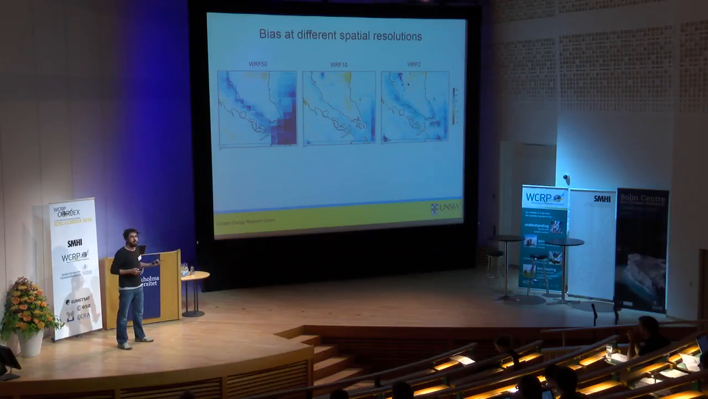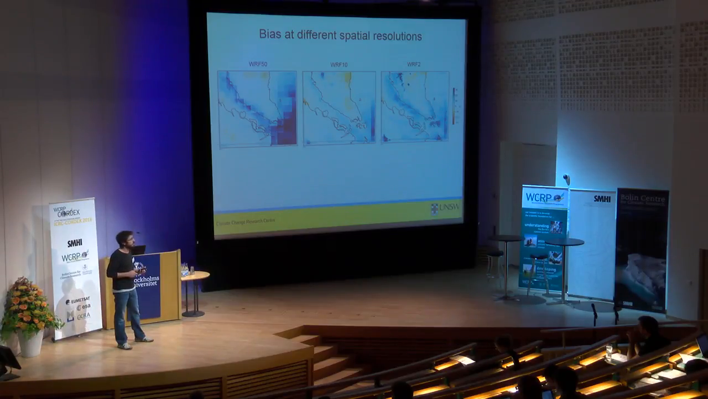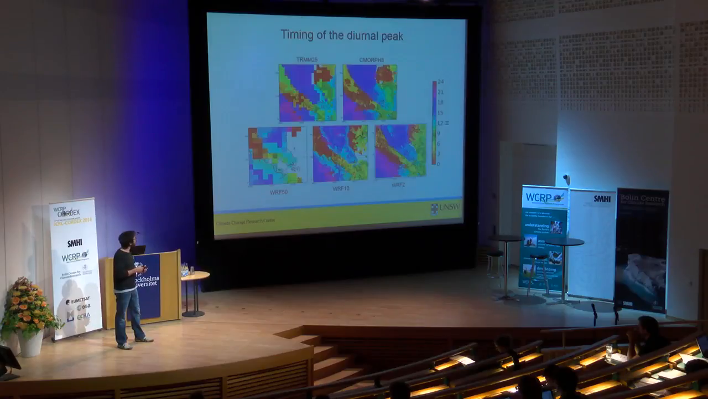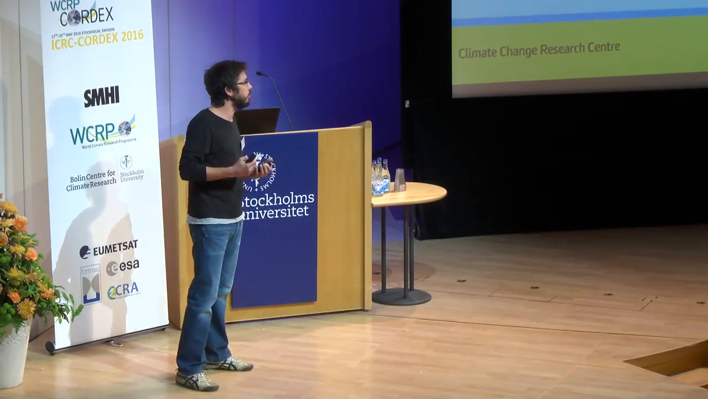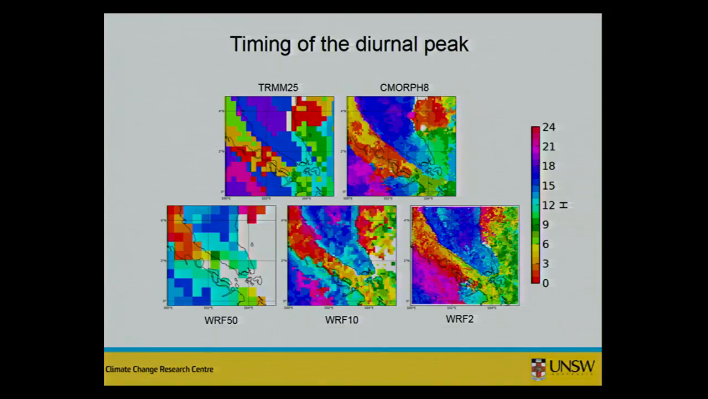Of course, this is just mean precipitation, and we don't want to resolve just mean precipitation. We want to look at all the characteristics to understand what is happening. If we look at the timing of the diurnal peak in this area, and as I said, this is TRMM. This has only a 3-hourly frequency, so it's a bit coarser than the others, and the other four are hourly. This is CMORPH at 8 kilometers, then 50, 10, and 2 kilometers. The white areas are where there isn't really a diurnal cycle. The ratio of the maximum to the minimum is smaller than 2. So we masked them because we consider there isn't really a diurnal cycle in those areas.